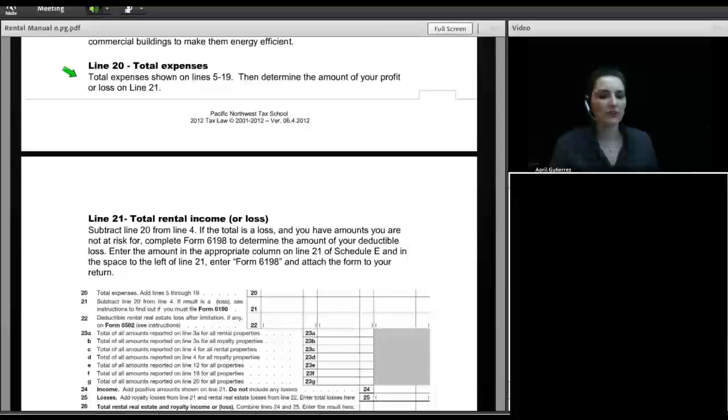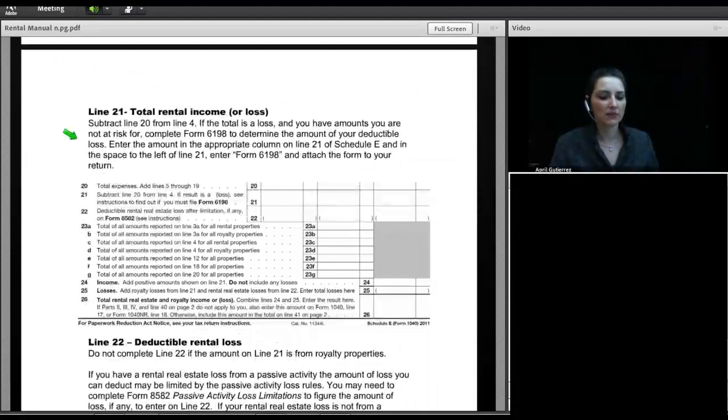Line 20 is where you total up your expenses. You then determine the amount of profit or loss on line 21. So now we're into this part of Schedule E. Line 21 is where you total up your rental income or loss for the year. If the total is a loss on line 21 and you have amounts you are not at risk for, complete Form 6198 to determine the amount of your deductible loss. Enter the amount in the appropriate columns of line 21.